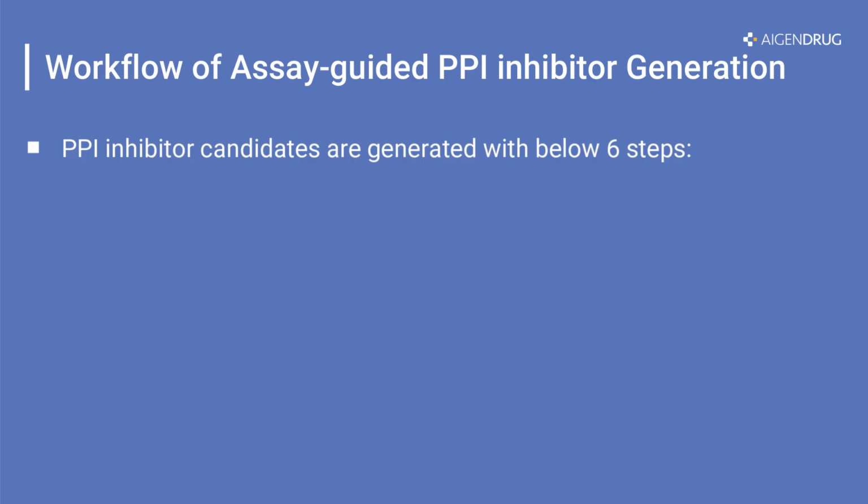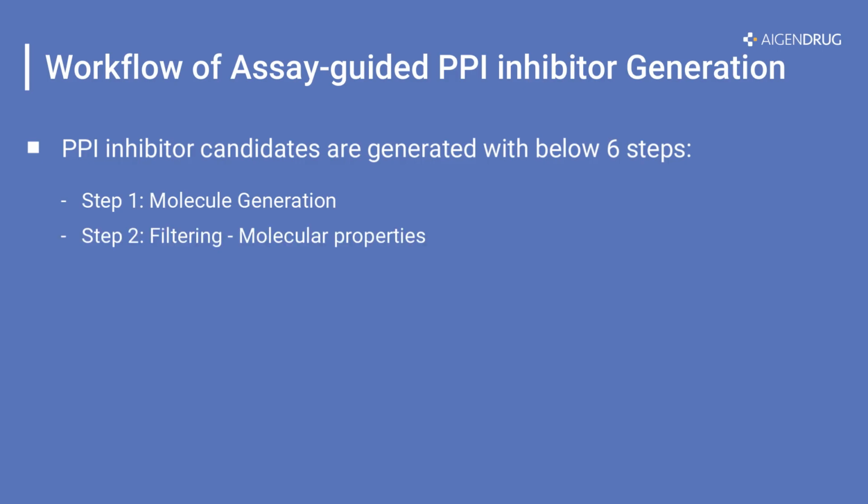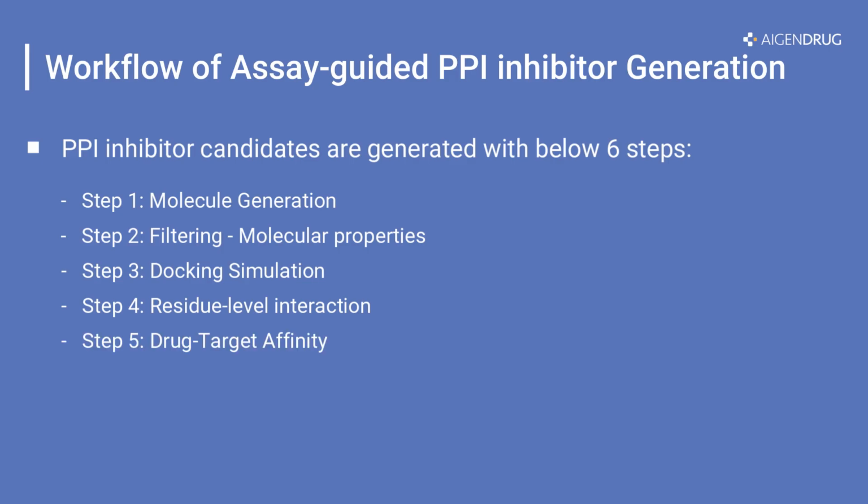Now, let me walk you through the 6 steps we use to generate PPI inhibitor candidates. First, we begin with molecule generation. Second, we apply a filtering process to narrow down these candidates based on their molecular properties, things like drug likeness. Third, the filtered molecules undergo docking simulation to predict how well they bind to the target protein. Fourth, we conduct residue-level interaction analysis. Fifth, we estimate drug-target affinity. And finally, in step 6, we combine the drug-target affinity predictions with your own assay data.